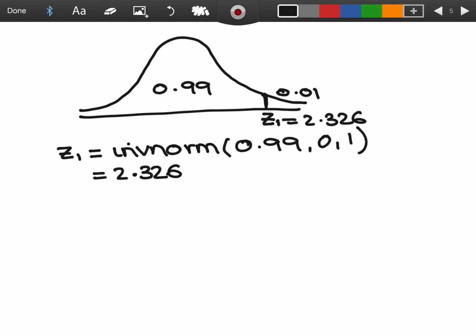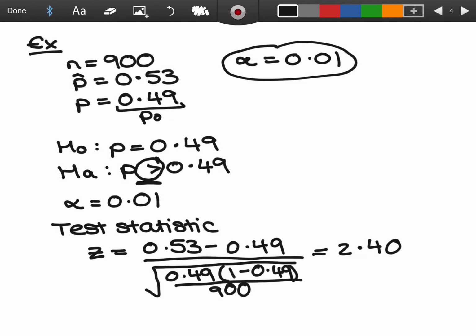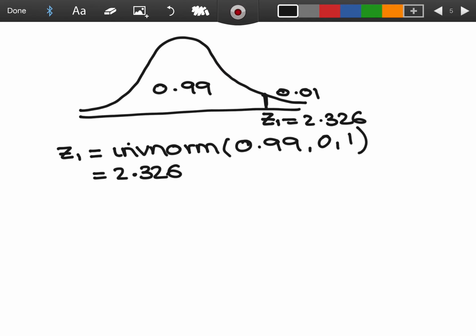Now what I want to see is where my test statistic lies. So my test statistic was 2.40. 2.40 is around here. That is where my test statistic was. It is to the right of the critical value, which means it falls in this danger zone. So what does that mean? It means that my test statistic is within that rejection region. It means that I need to reject my null hypothesis.